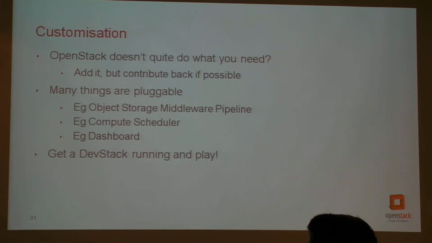So the object storage, for example, has a pipeline architecture for requests, and basically you can write a little Python module, a single file, and then put it on that pipeline, and that will change how the request is formatted. For example, if you had a custom authorization system that you wanted to connect to, you just write a little Python module, plug it in the pipeline, and it will just work.